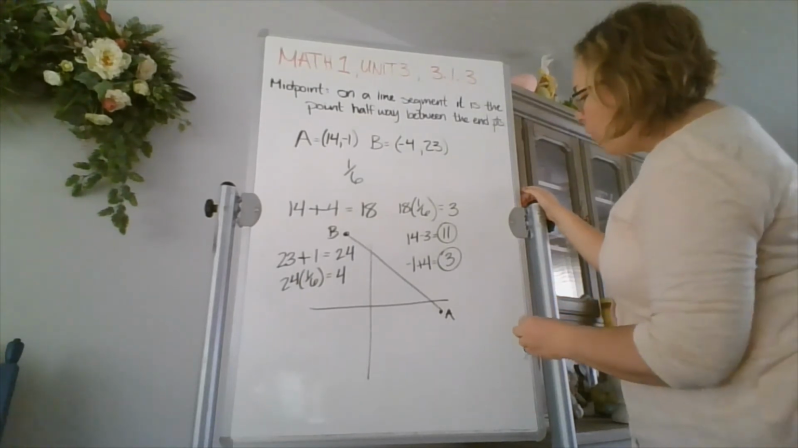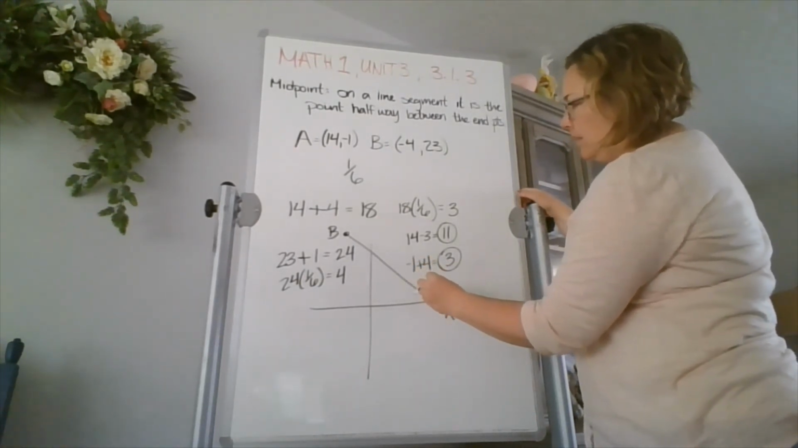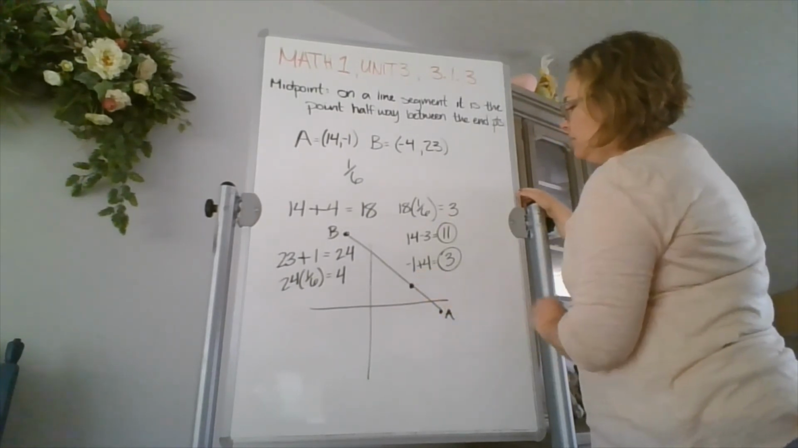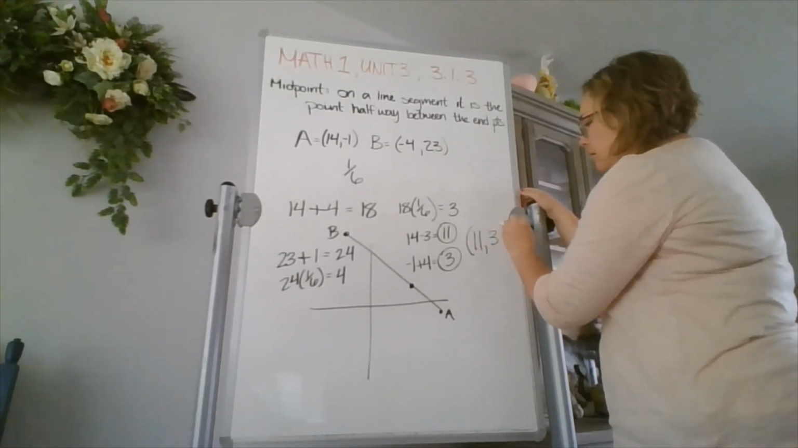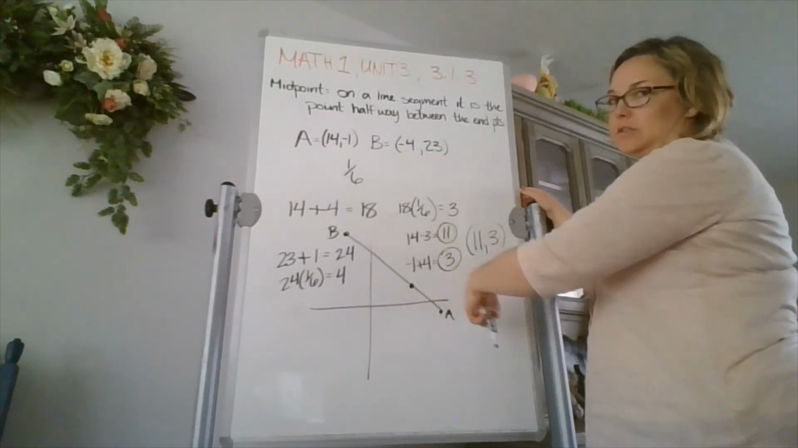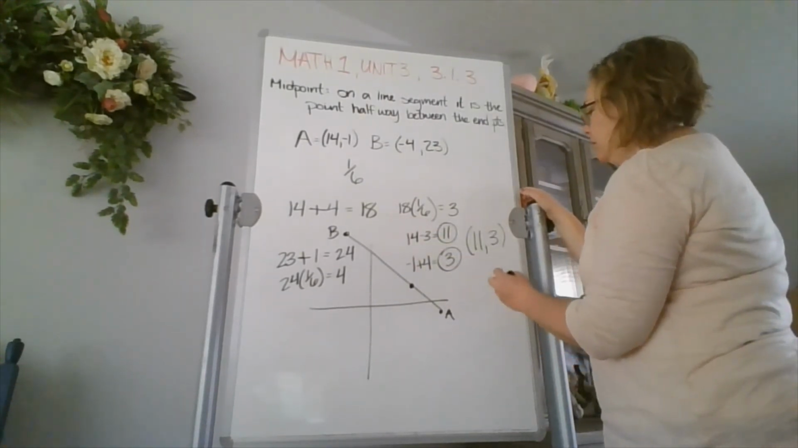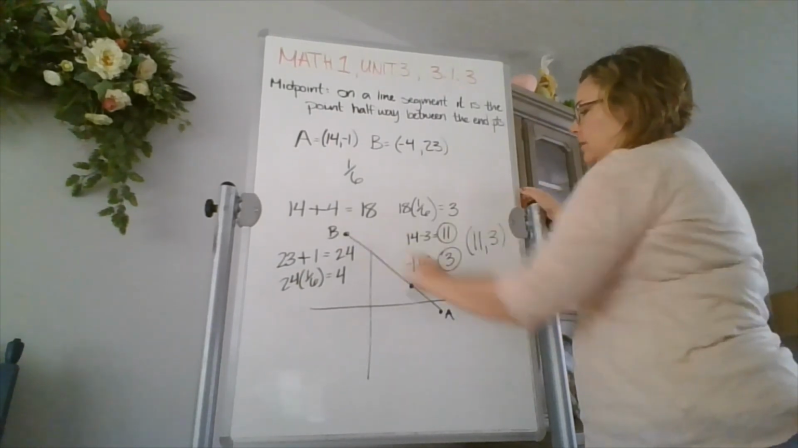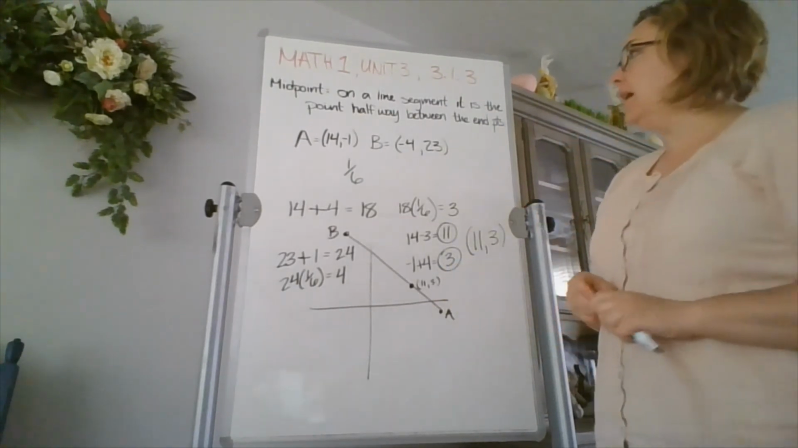So my ordered pair, that is the midpoint, it would be about here-ish, because you can see it's 11, 3, and this is not drawn to scale, so don't judge it too harshly. But this is 1/6 of the distance from A to B at 11, 3. Okay, that is our midpoint.